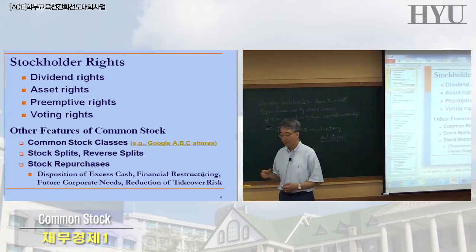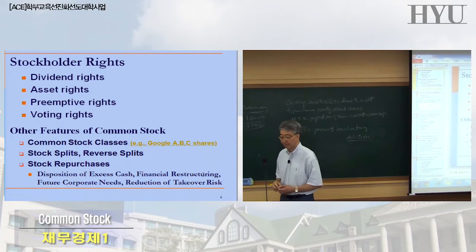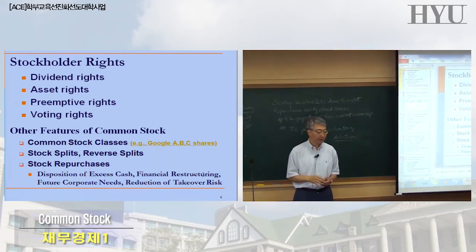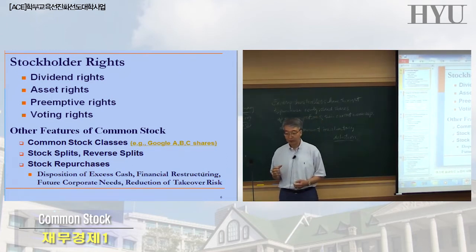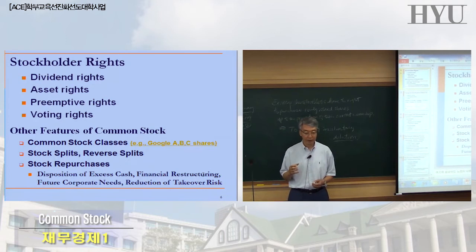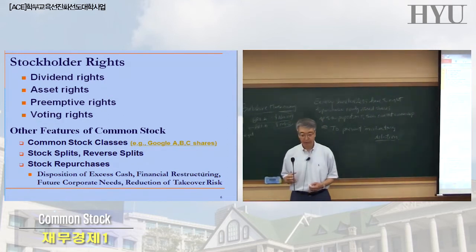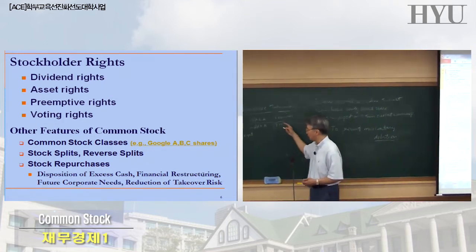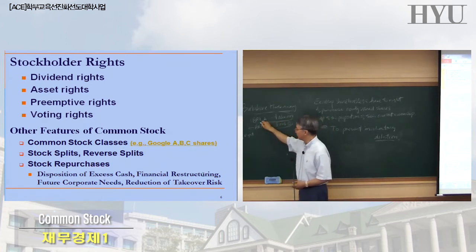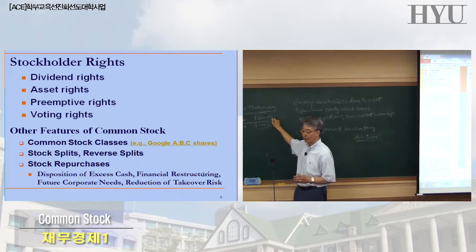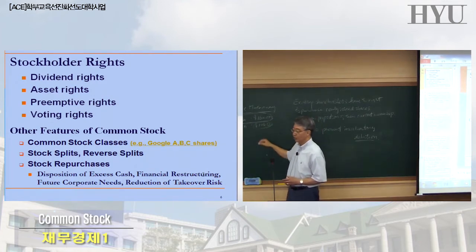Why do they issue different classes? Mostly to control the votes or voting power, especially the owners. If the owners have major shares and they don't want to lose the ownership of the company, then they can issue different shares. Mostly A shares are retained within the family, and they sell B shares to the public.